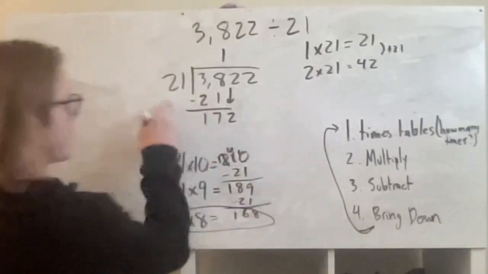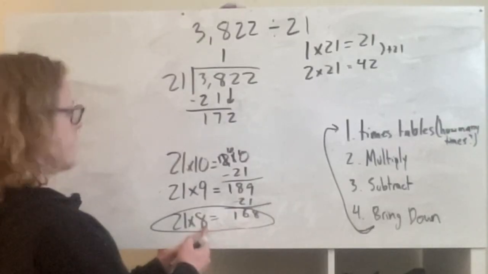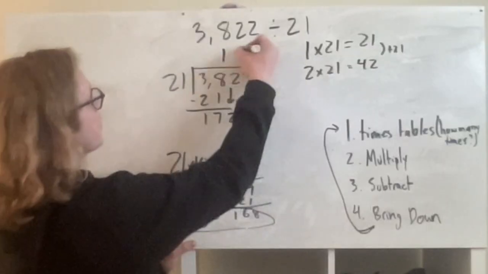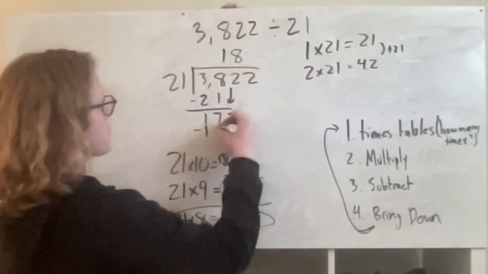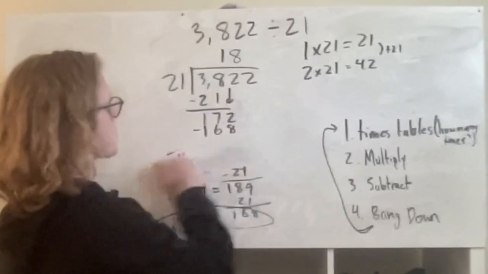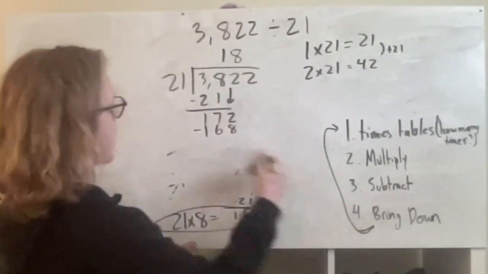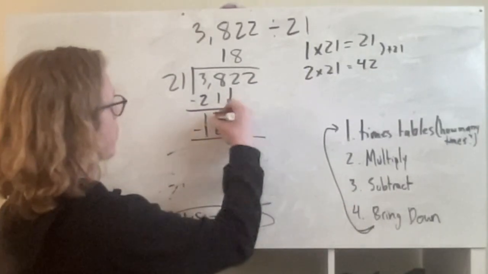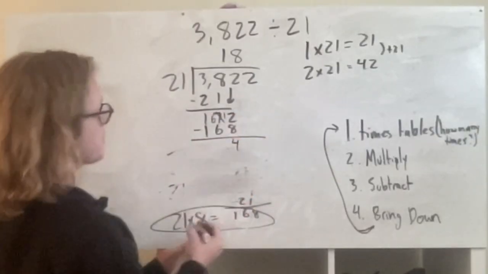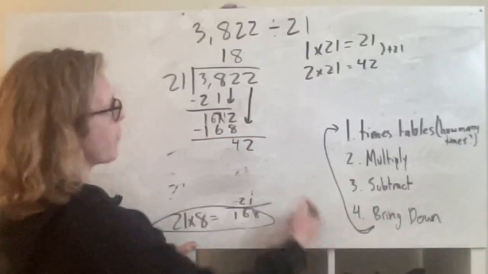So how many times can 21 go into 172? 8 times, right? 9 times is too much, but 8 times works. Goes in 8 times, which is 168. What's the next step? Subtract. Borrow. 12 minus 8 is 4. These both come out to 0. Bring down 2. And now we're back to the first step.